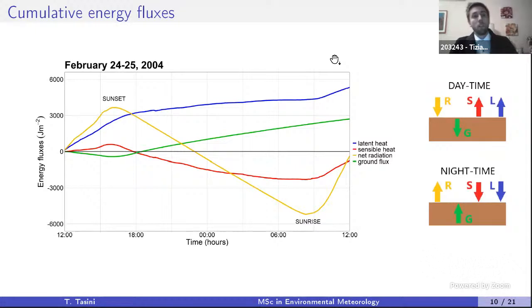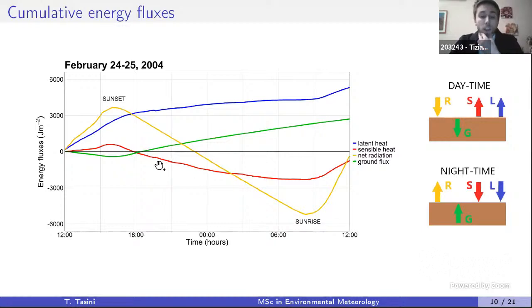Finally, cumulative energy fluxes were evaluated. The cumulative energy fluxes correspond to the integral of the energy fluxes over time in the 24-hour time window from midday to midday. And the cumulative latent heat flux, the blue line, and net radiation, the yellow line, are the main heat loss factors due to the presence of dry air, which enhanced the evaporation, and clear sky condition.